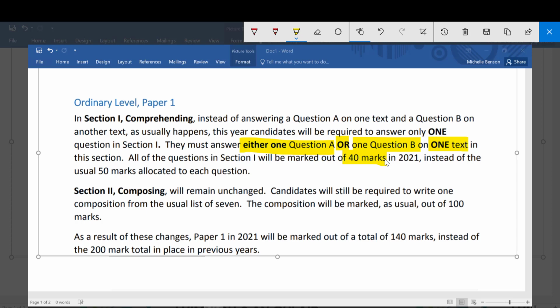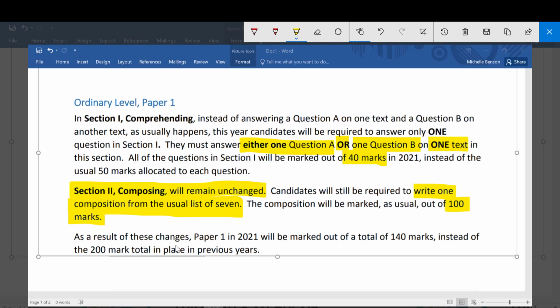Okay, let's look at section 2, Composing. This will remain unchanged. So just like every other year, candidates will still be required to write one composition from the usual list of 7. The composition will be marked as usual out of 100 marks.